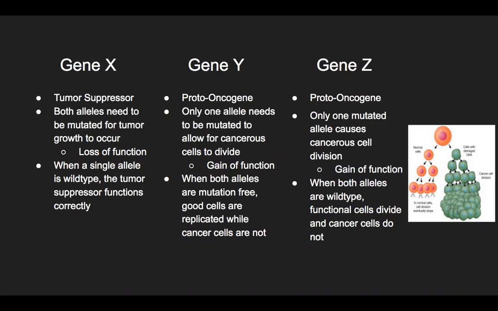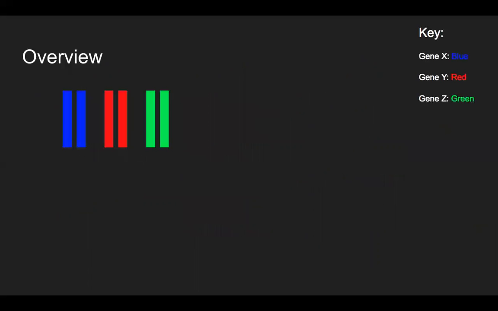Gene Z is also thought to be a proto-oncogene because like gene Y, only one allele needs to be mutated for cancer cell replication to take place, leading to tumor progression. It is also thought to be a gain of function mutation due to when both alleles function normally, cancerous cells do not replicate. I will now illustrate the different gene functionalities.